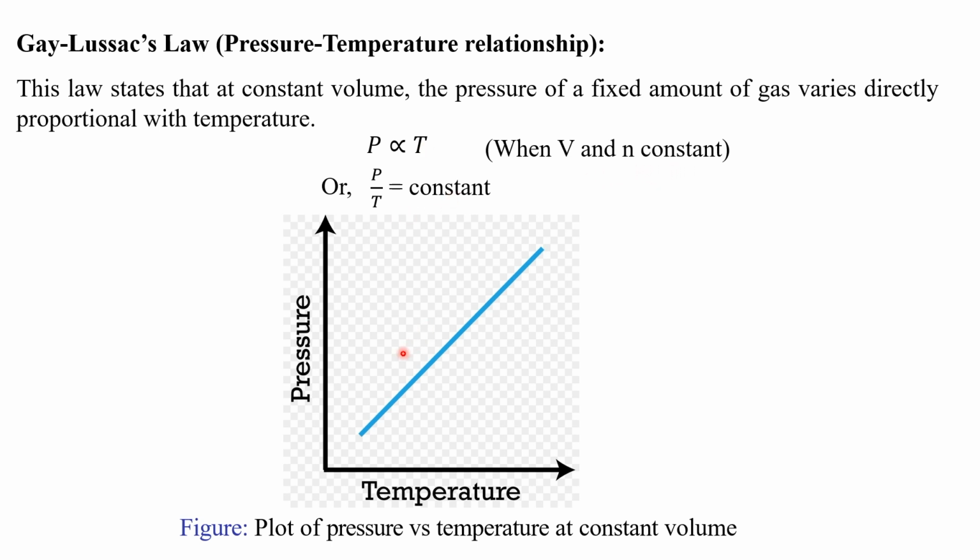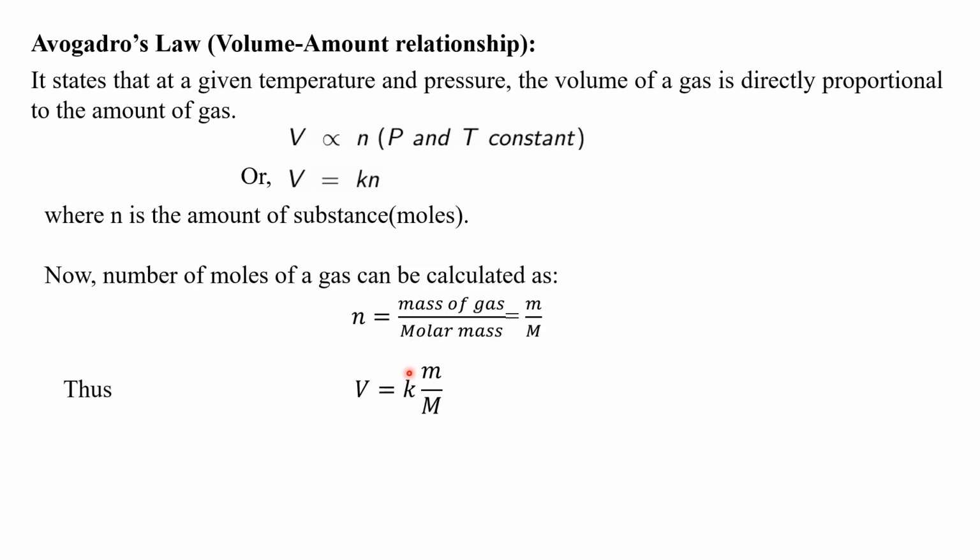So if we again plot P versus T, since P is K times T, you get a straight line here, pressure temperature plot. Then comes Avogadro's law, this is volume and amount of substance relationship. It states that at a given temperature and pressure, the volume of a gas is directly proportional to the amount of the gas. So volume V is directly proportional to N when P and T are constants.